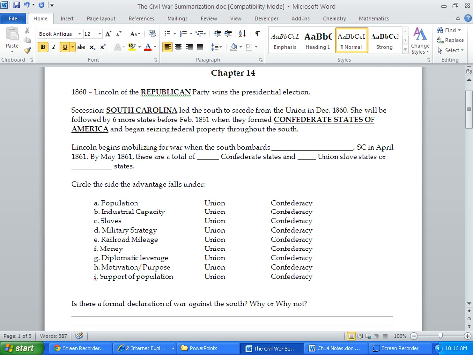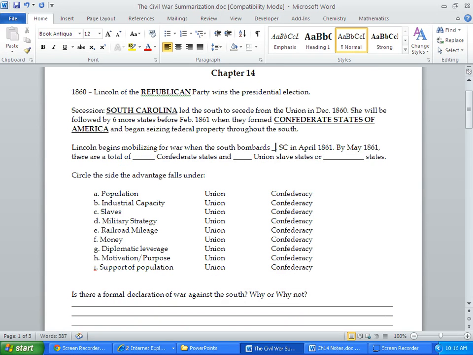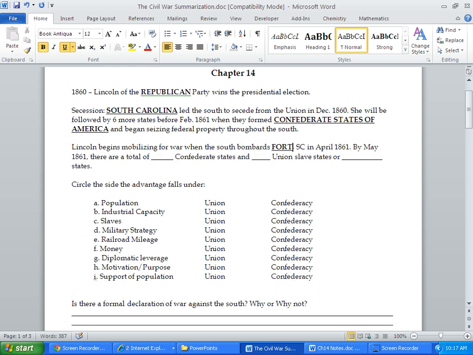And what they began doing is they began going through the South and seizing federal property throughout the South. Now understand that once Lincoln was elected and South Carolina began talking about secession, the government already started withdrawing a number of the federal troops out of the South. The only one that still had significant troops was Fort Sumter, which will be attacked by the Confederate forces from Charleston, South Carolina, in April of '61.